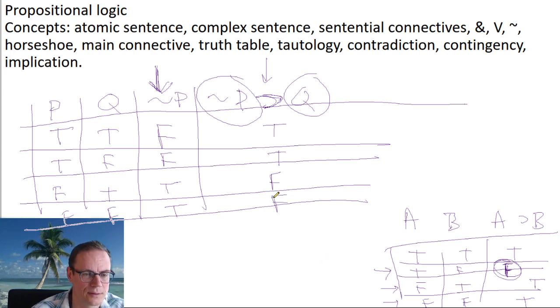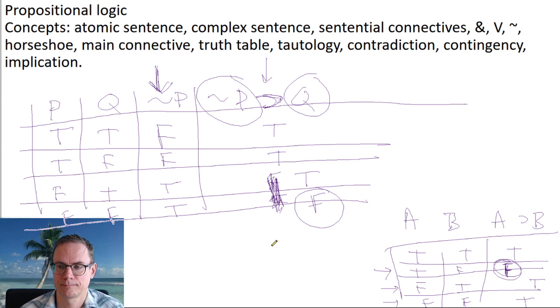Sorry, that's wrong. I made a mistake. So it's antecedent true, consequent. I made a mistake in the last one. All right, ignore. Line 3 is from true to true, which is true, and line 4 is from true to false, which is false. So it's only false in line 4. All right.